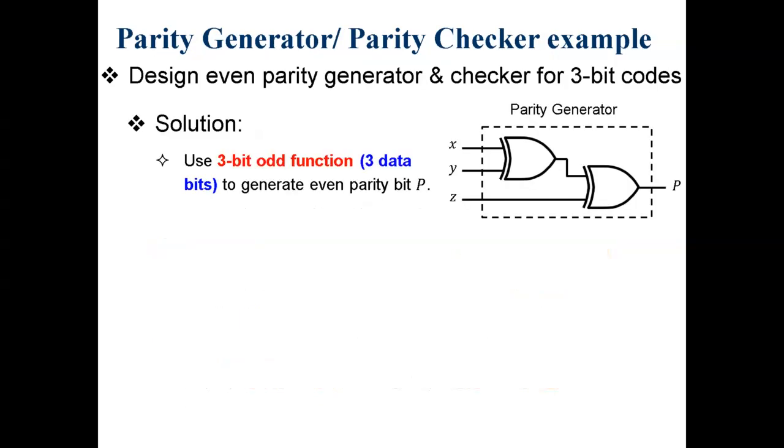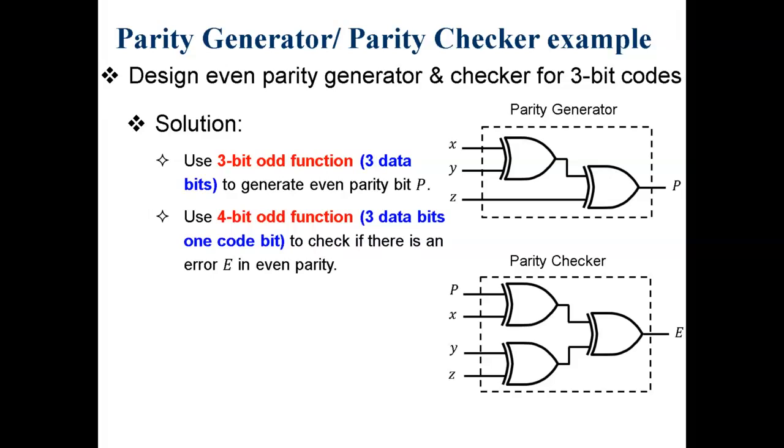So this is actually the parity generator for what? Even parity or odd parity? Can you tell me? Even parity. Why is it even parity? Because it's 2 XOR gates, which are odd functions. Yes, it is an even parity generator, because we are generating the parity bit, using an odd function.